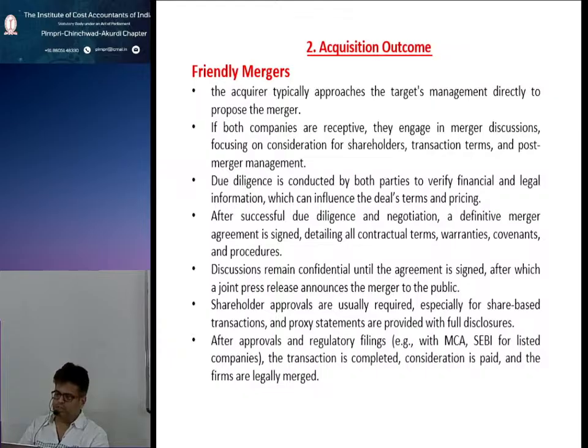After successful due diligence and negotiations, a definitive merger agreement is signed detailing all contractual terms, warranties, covenants, and procedures. Discussions remain confidential until the agreement is signed, after which a joint press release announces the merger to the public. Shareholder approvals are usually required, especially for share-based transactions, and proxy statements are provided with full disclosures. After approvals and regulatory filings, for example with the Ministry of Corporate Affairs, and SEBI for listed companies, the transaction is completed, consideration is paid, and the firms are legally merged. So typically these are the steps involved in friendly mergers.